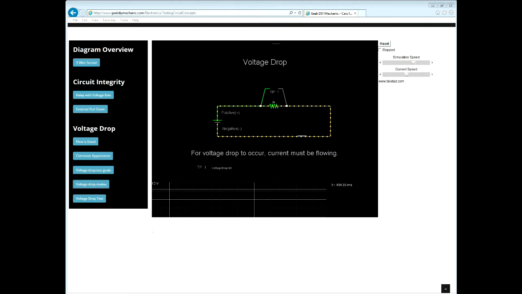Remember the principles of KVL? So we have 12 volts here, 12 volts is here, it's consumed by the load, therefore we should have 0, and we do. Since 0 is here, 12 is here, the potential difference measured by the voltmeter is 12. 12 minus 0 is 12.